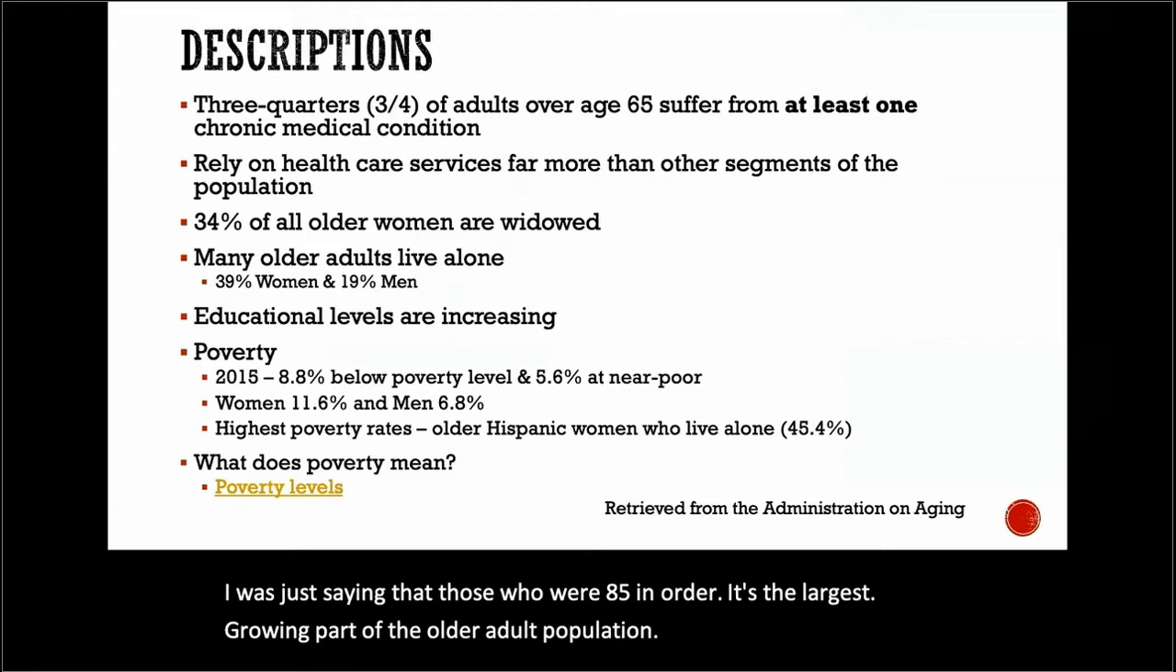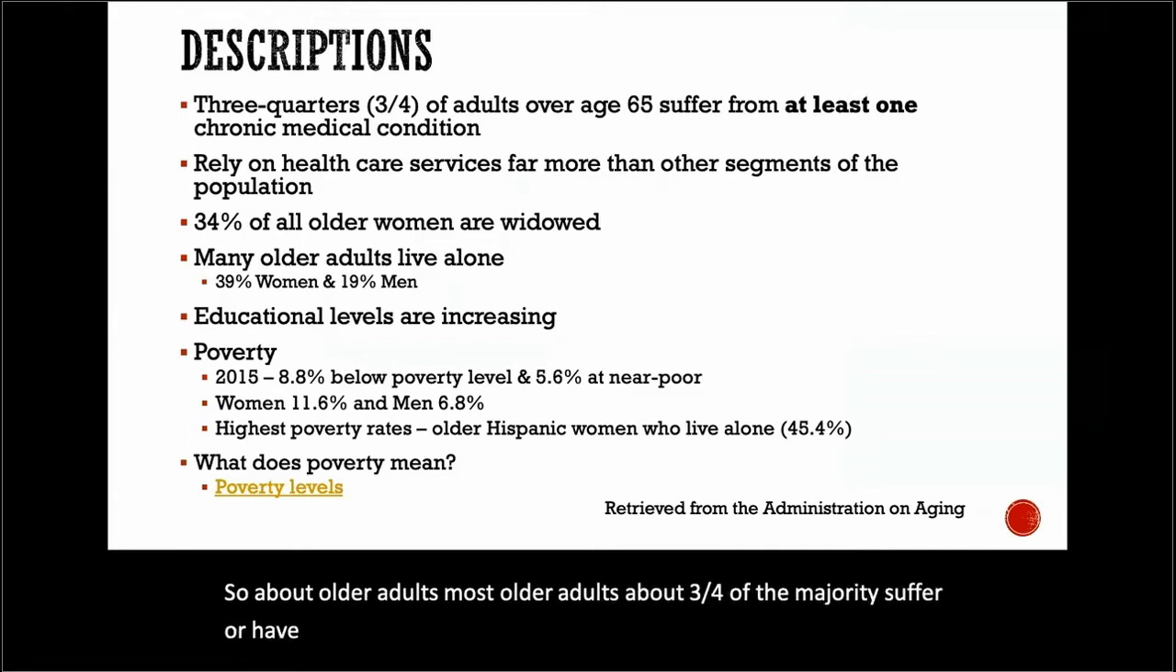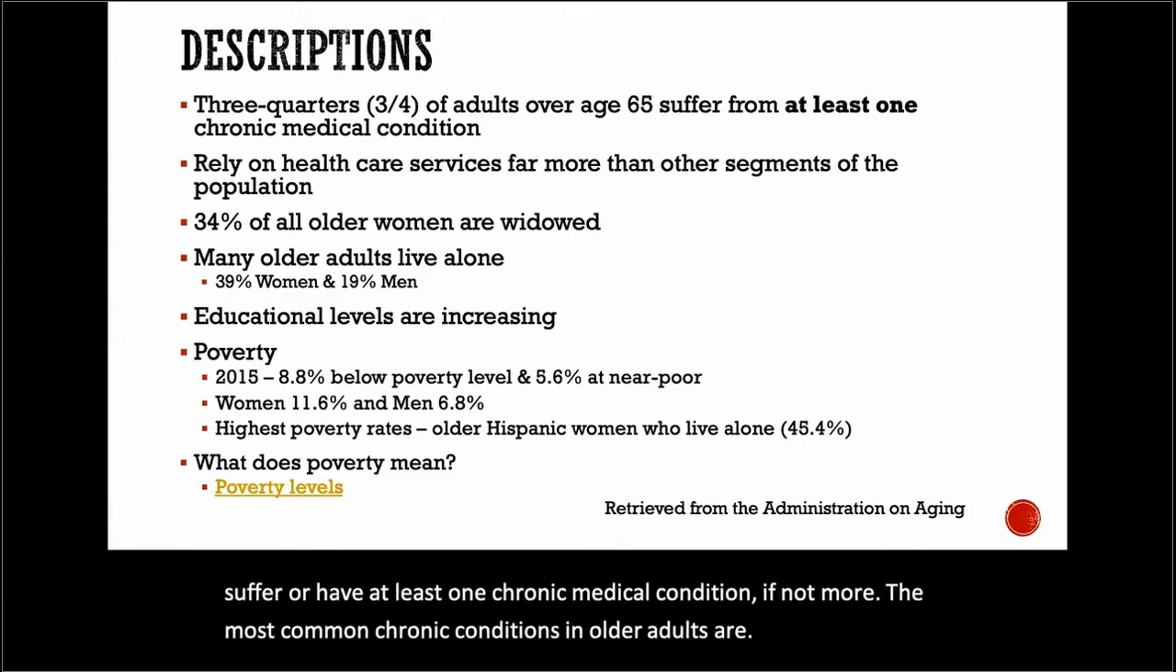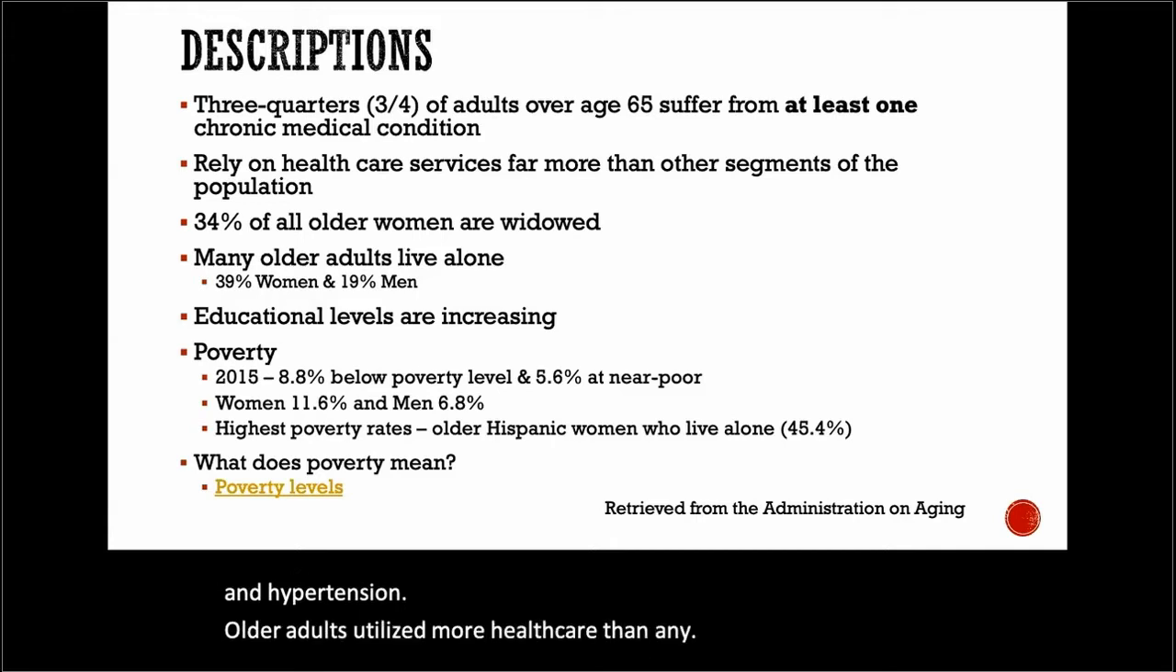So about older adults, most older adults, about 3/4 of the majority, suffer from or have at least one chronic medical condition, if not more. The most common chronic conditions in older adults are osteoarthritis and hypertension. Older adults utilize more health care than any other part of the population.